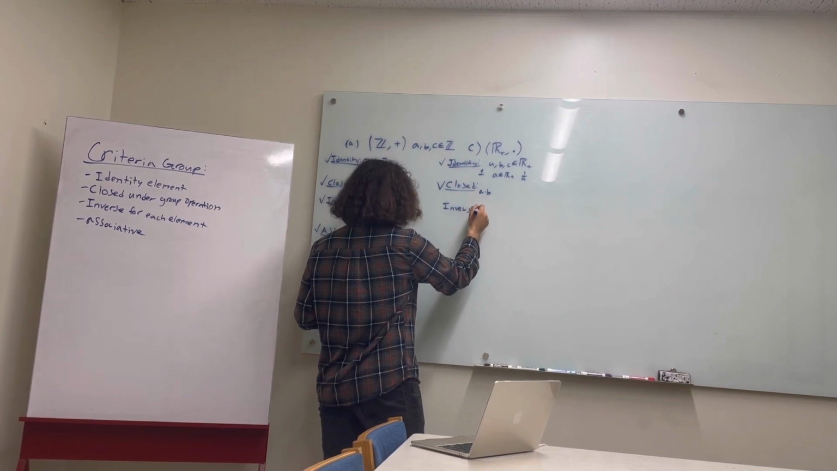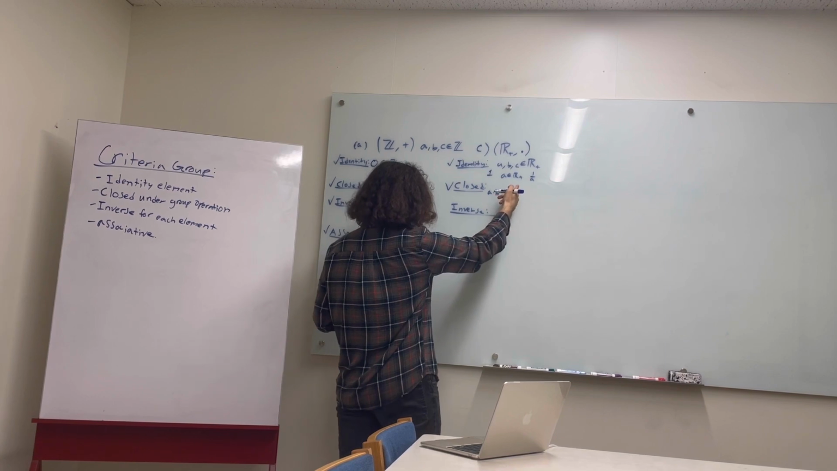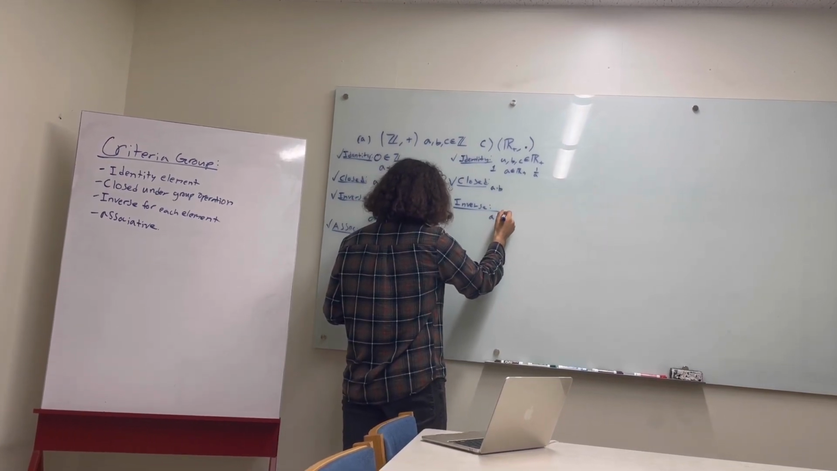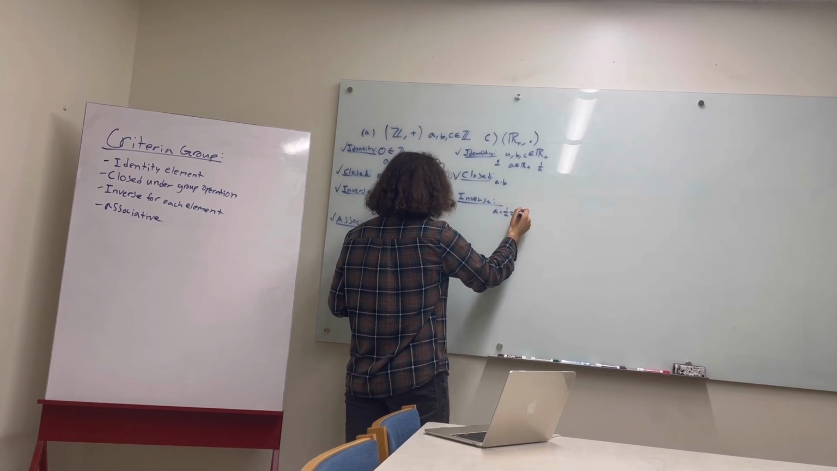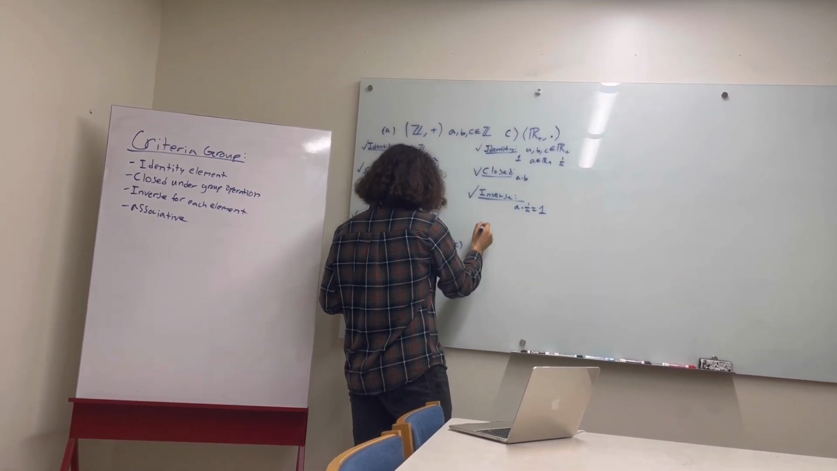Now for an inverse, this is what we were referencing earlier with regard to getting the identity. If you have a real number A, its inverse is just going to be 1 over A. So you have A multiplied by 1 over A, which gives you the identity, which is simply 1. So we have an inverse.